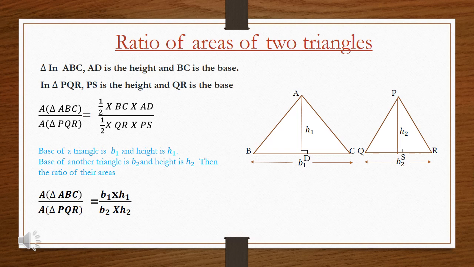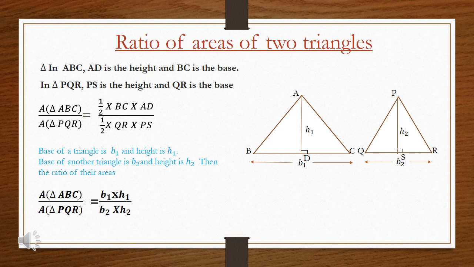Observe two figures. Triangle ABC and triangle PQR are given, and AD is the height of triangle ABC and PS is the height of triangle PQR. Then we can write the ratio of the areas of the two triangles. Area of triangle ABC upon area of triangle PQR equals 1/2 into base into height. That means 1/2 into BC into AD upon 1/2 into QR into PS.